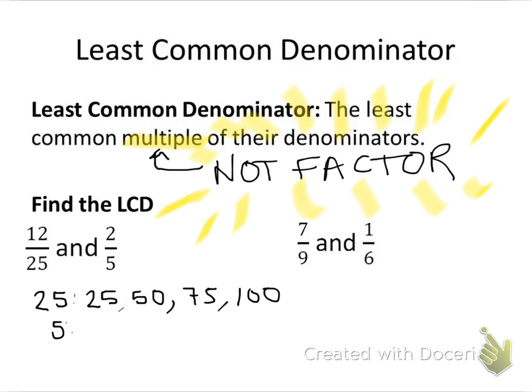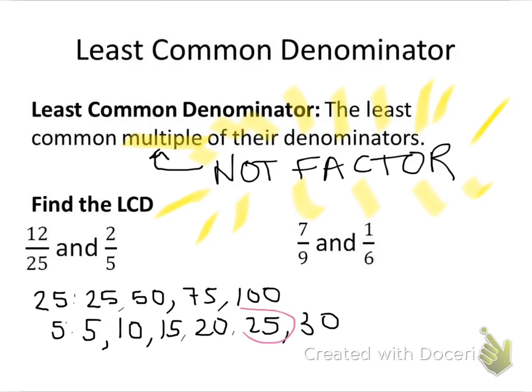Okay, let's talk about 5 now. The multiples of 5 are 5 times 1, 5. 5 times 2, 10. 5 times 3, 15. 5 times 4, 20. 5 times 5, 25. 5 times 6, 30. And I'm going to stop there. We want to find their least, so the smallest one that they have in common. And I actually see it. So the least common denominator in this situation is 25.